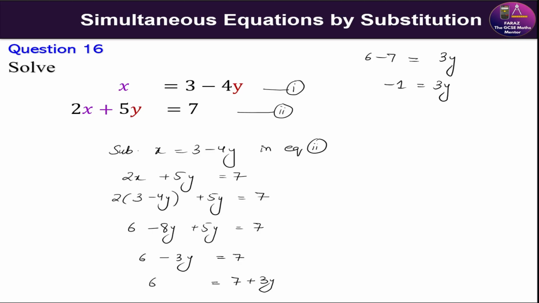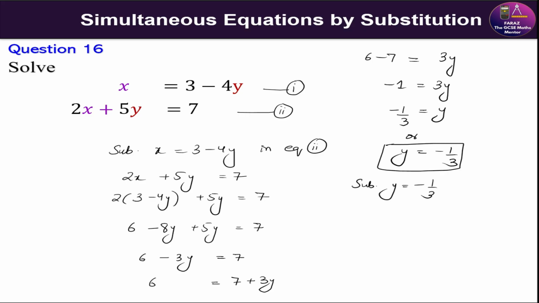Now you have to divide by 3 on both sides to separate y on the right hand side, because 3 divided by 3 is 1, 1y means y, and it will look like this: y equals minus 1 over 3. Now to find the value of x, you have to substitute this y equals negative 1 over 3 in equation number 1, because in equation number 1, x is already the subject.